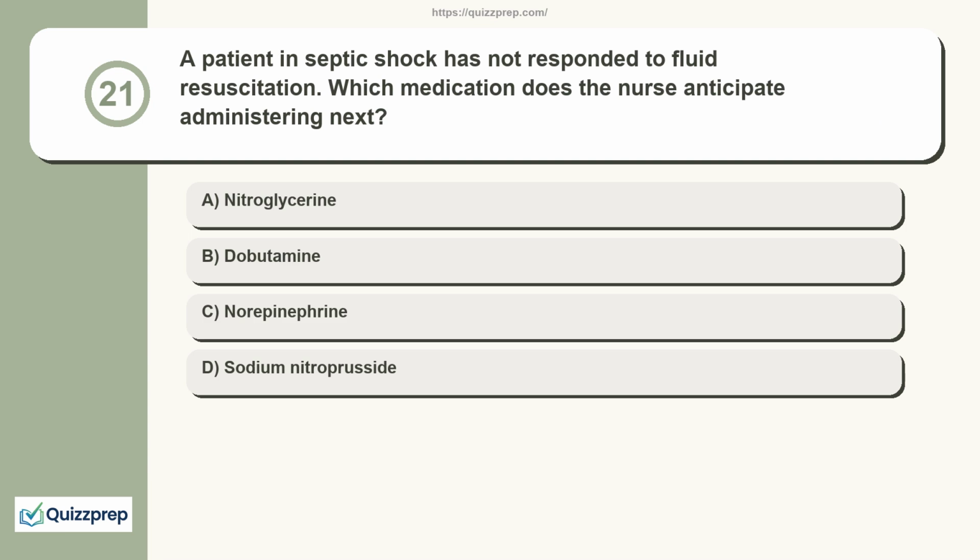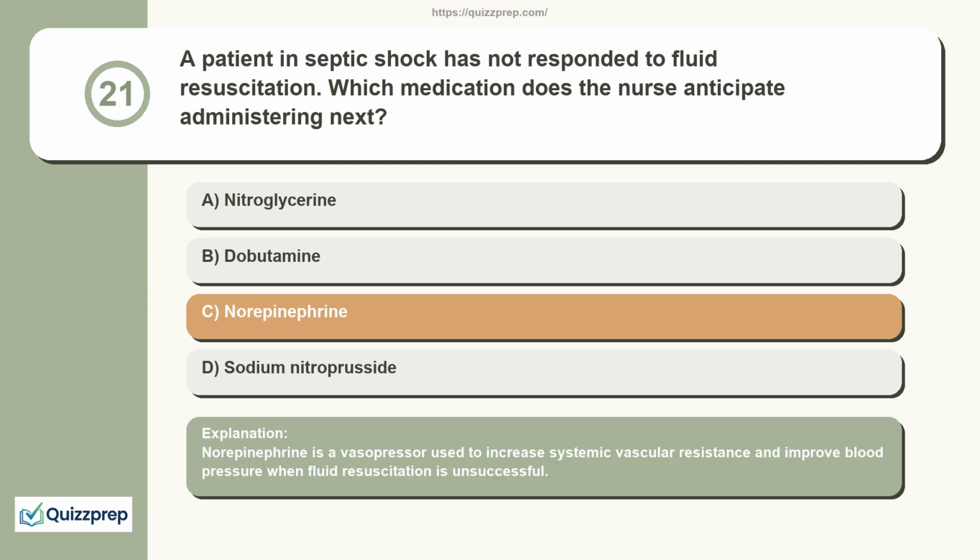Question 21. A patient in septic shock has not responded to fluid resuscitation. Which medication does the nurse anticipate administering next? Nitroglycerin, dobutamine, norepinephrine, sodium nitroprusside. Norepinephrine is a vasopressor used to increase systemic vascular resistance and improve blood pressure when fluid resuscitation is unsuccessful.